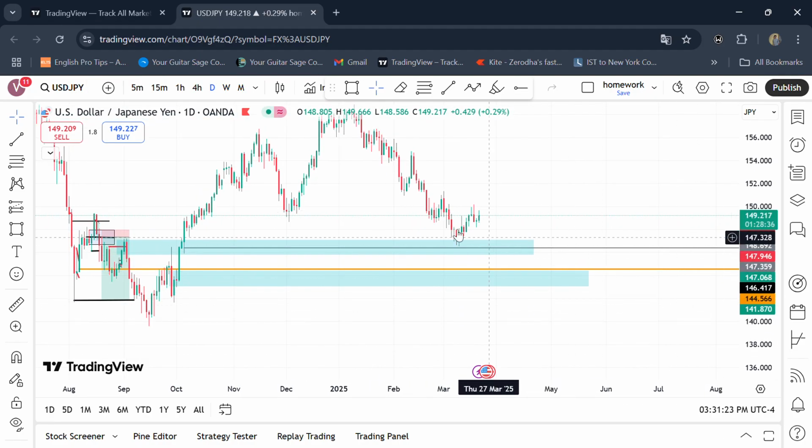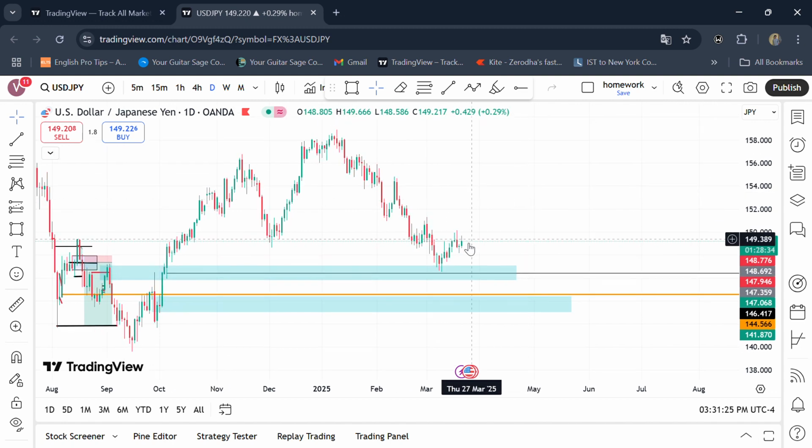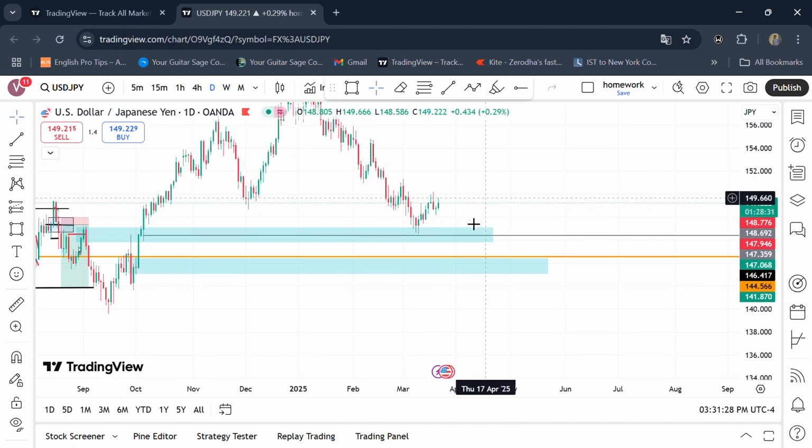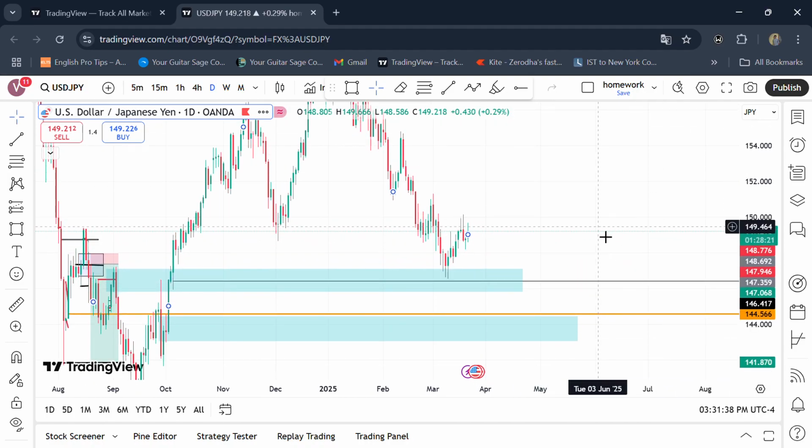Now we are not sure whether it will continue an uptrend from here or will keep going down to take this 1 day order block, and that is difficult for us to decide right now, but let's see what we can do in this given information.